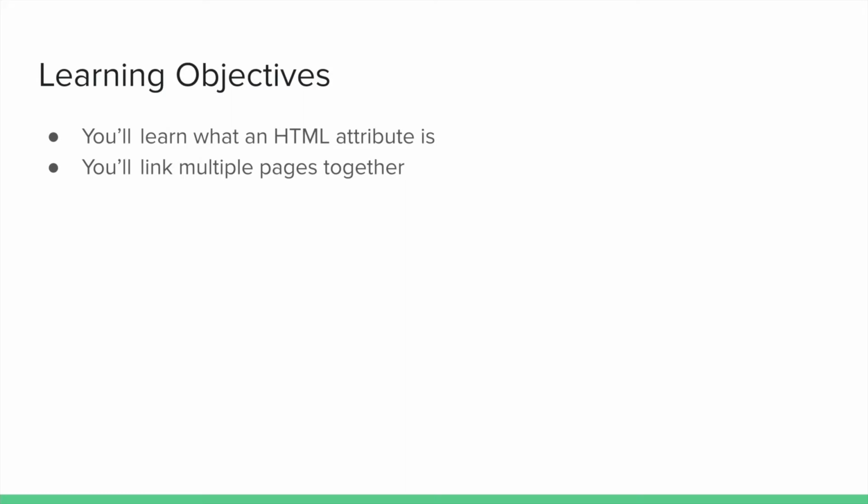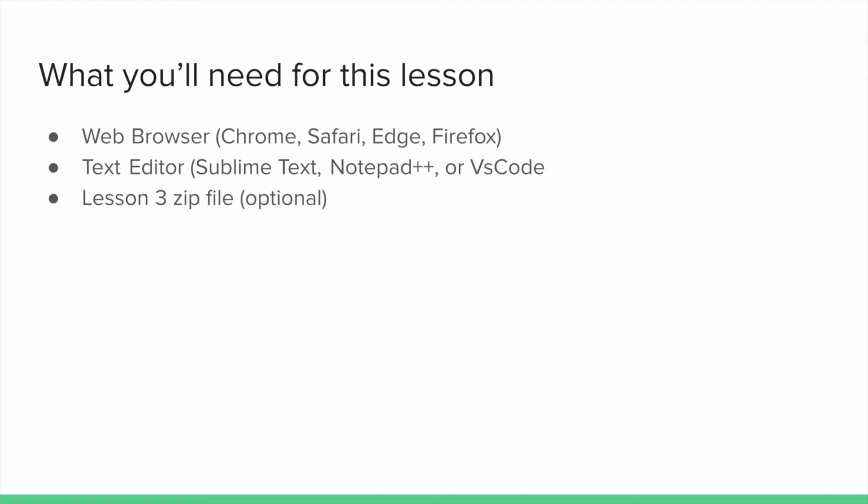What we'll try to achieve today is we'll learn what an HTML attribute is and how those relate to anchors and images. And then we will link multiple pages together. Okay, so we just started with a single index.html page. We will begin thinking about how multiple pages actually link together.